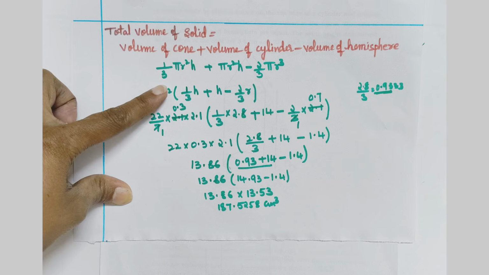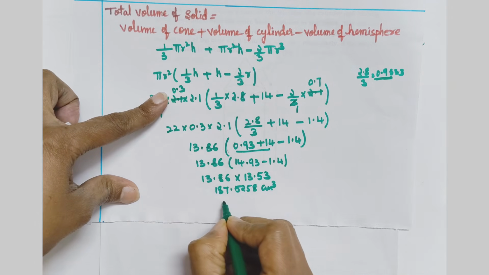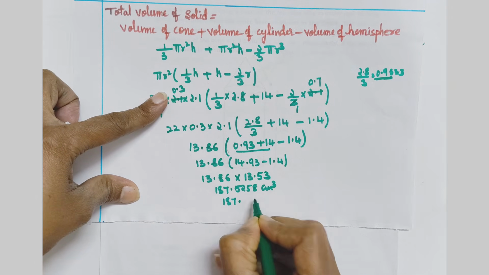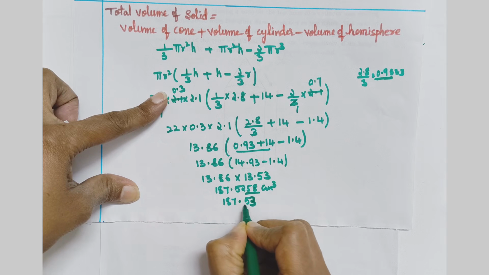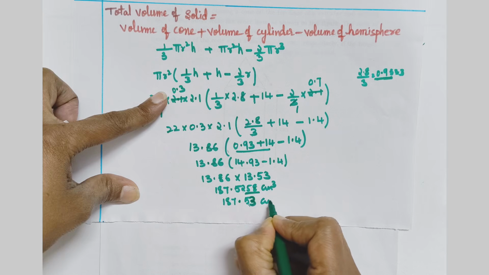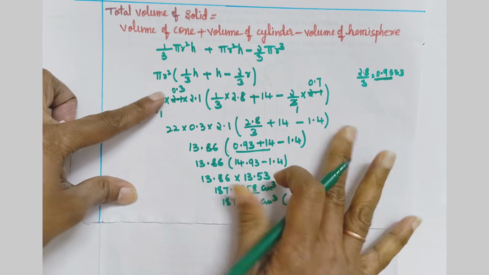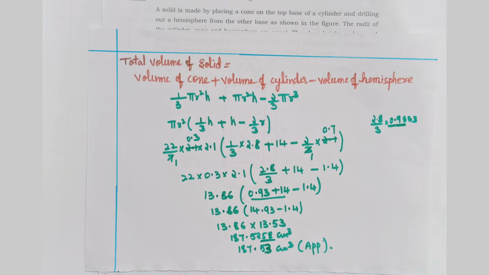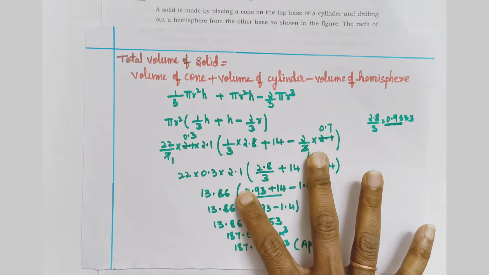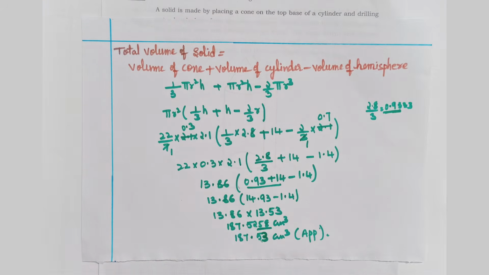Approximately, taking 3 digits, 187.525 is there. So next number you take, approximately 187.53 centimeter cube. This is the approximate answer. Here more calculations are there. This is the last question of preparatory one paper.